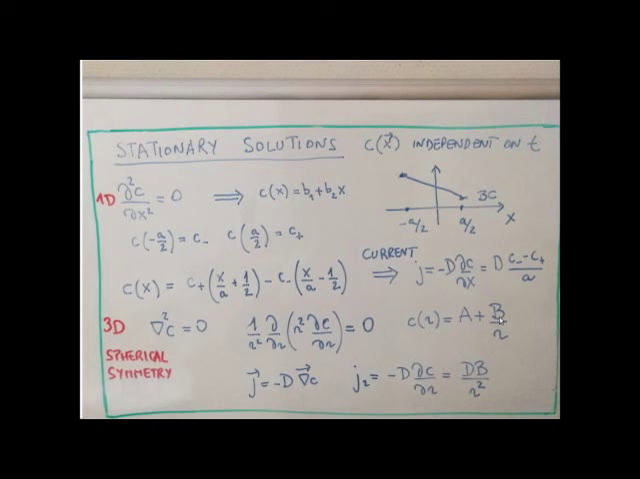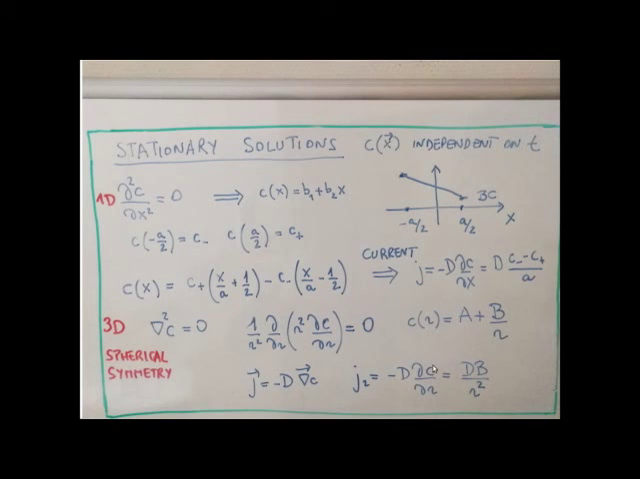This A and B will depend on how I fix the concentration at some boundary, we'll see it later. But given this form, my current is just D times B divided by r squared, where B is the coefficient of 1 over r.